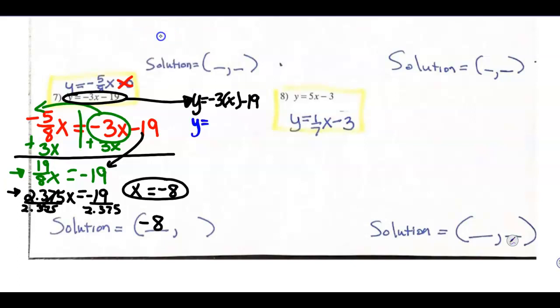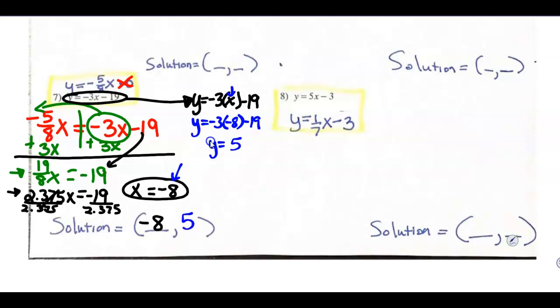Y equals -3 times our x is -8. We already found that right here, and I'm plugging that in. That's all I'm doing. Minus 19. So again, you type all that in your calculator, and you get a positive 5. Negative 3 times negative 8 minus 19. So there is my ordered pair.